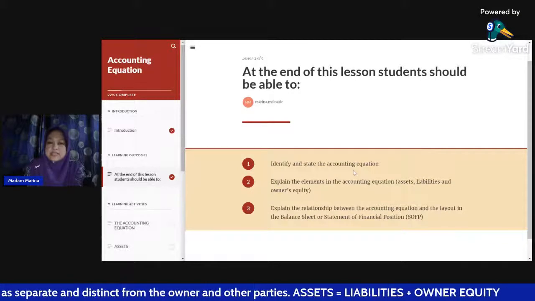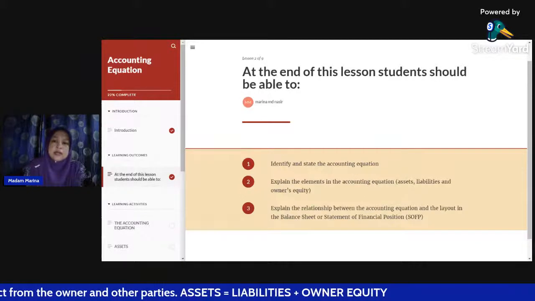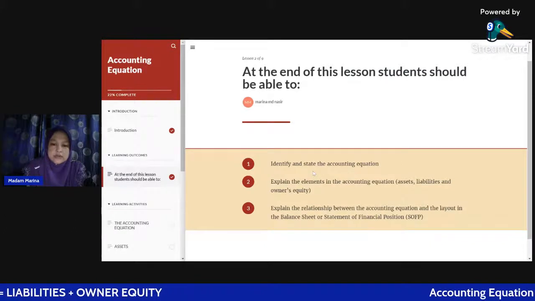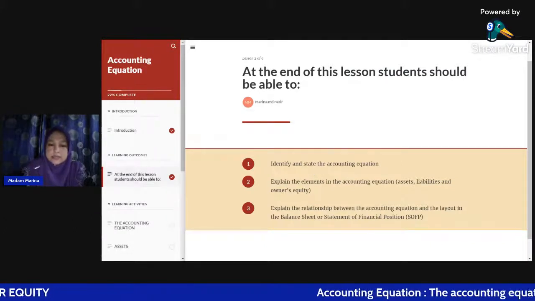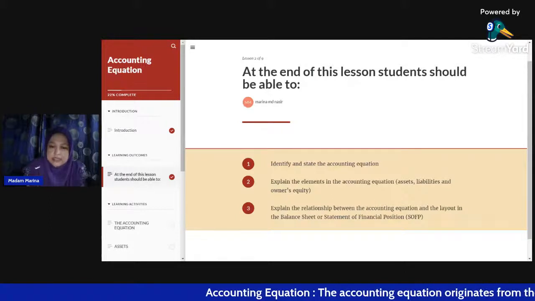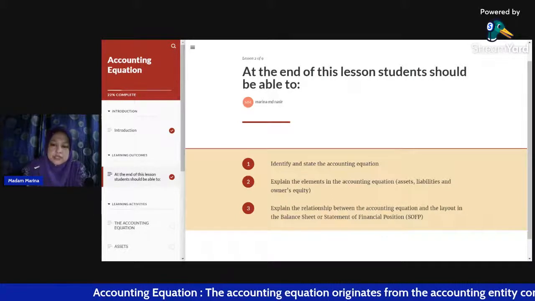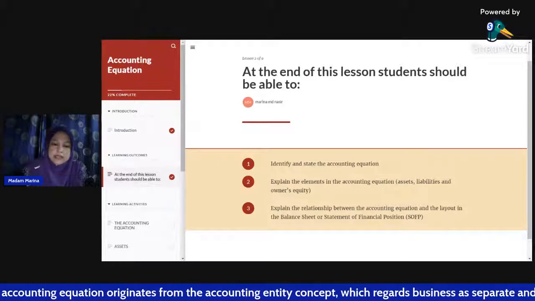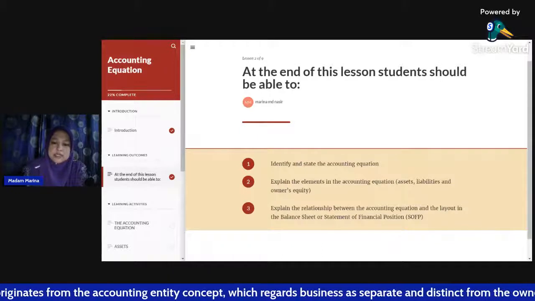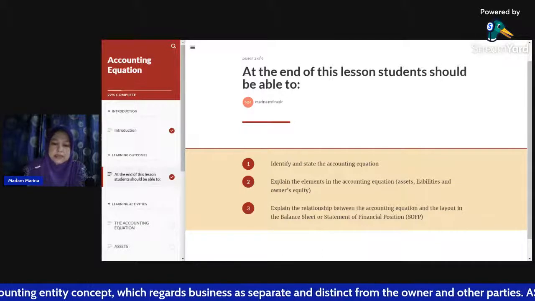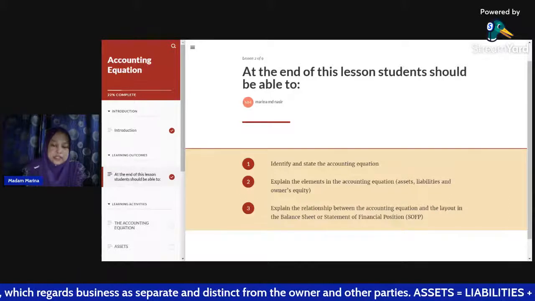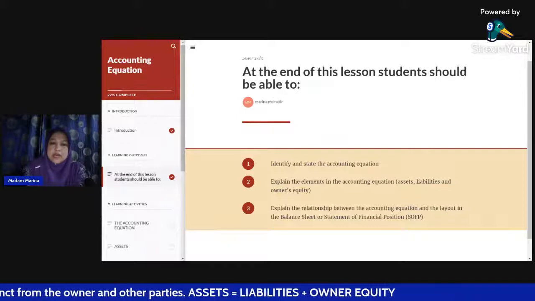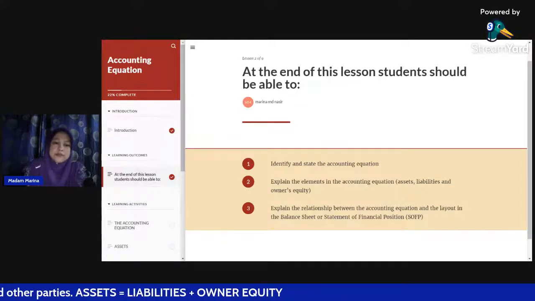At the end of this lesson, all of you should be able to, first, identify the state of the accounting equation. Second, explain the elements in the accounting equation, which include assets, liabilities, and owner equities. And third, explain the relationship between the accounting equation and the layout in the balance sheet or statement of financial position. Those are the three learning objectives that we have to cover for this topic.